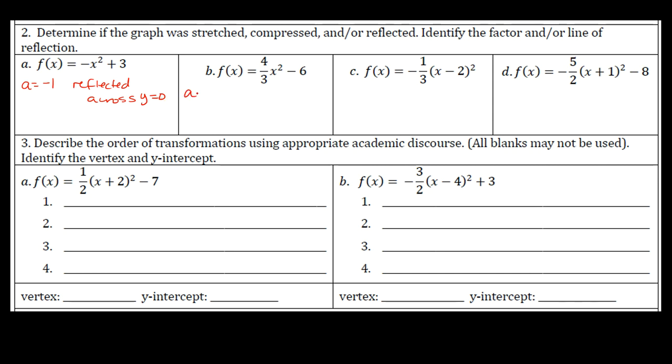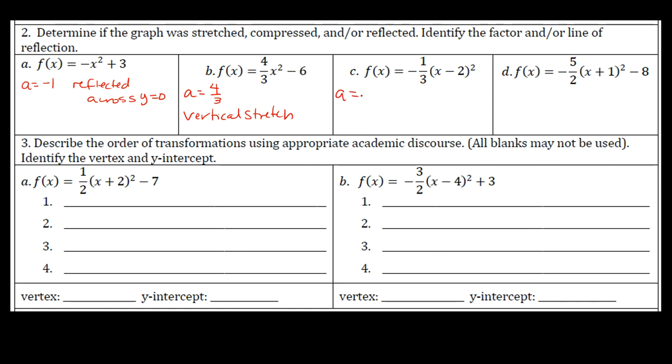Okay, my A value for 2B is 4/3. That is more than 1. Okay, 4/3 is more than 1. So this was a vertical stretch. So when it stretches, it makes it skinnier. And it's not negative, so it did not reflect.